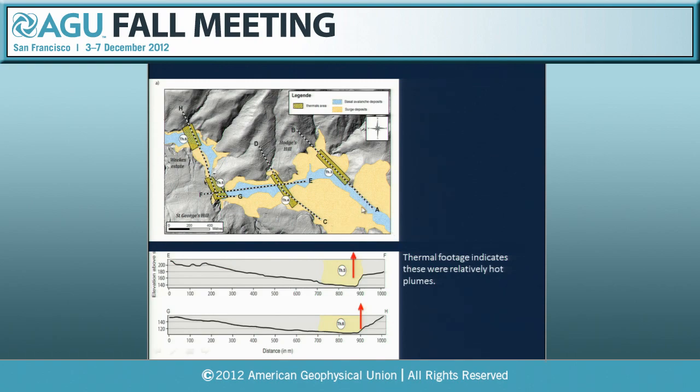If you zoom into those flows that seem to ascend at higher velocities than the rest, you can see some of this complex topography. The valley is really sinuous here. The cross-sectional area of the valley is also changing very rapidly. And the thermal footage, while it's just relative temperatures, does indicate that these thermal plumes were quite a bit hotter than some of the others that were recorded.